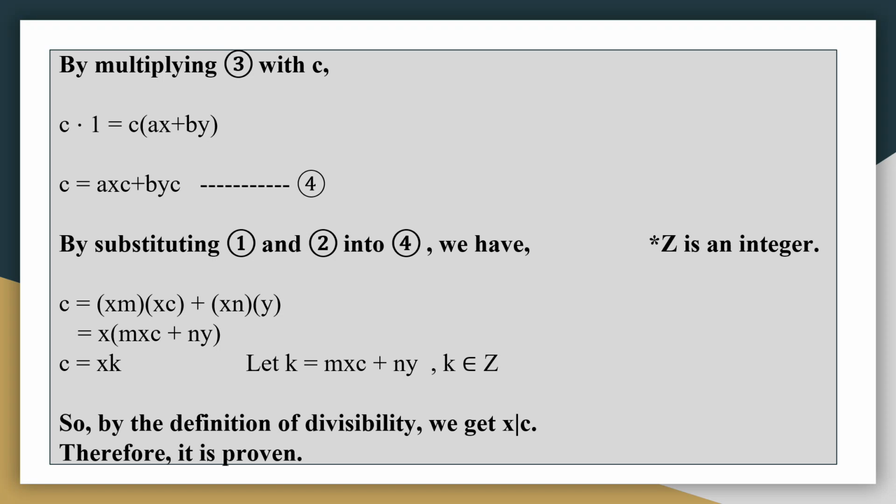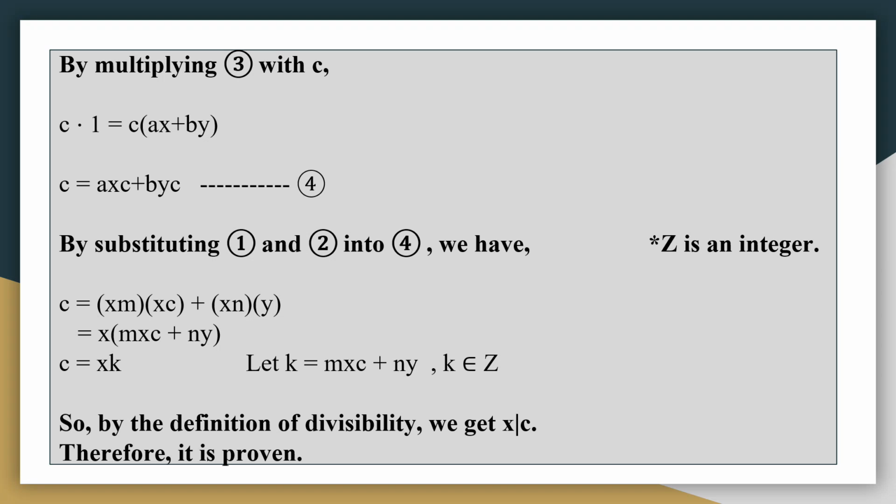That is, C is equal to AXC plus BYC. We note this as number 4. Okay, next, by substituting 1 and 2 into 4, we have C is equal to XM times XC plus XN times Y. That is X times (MXC plus NY).